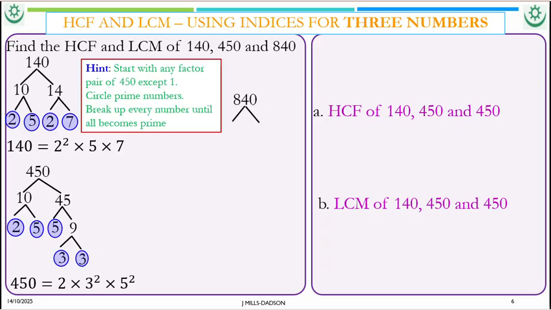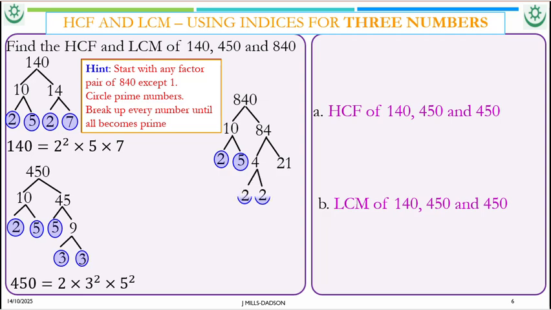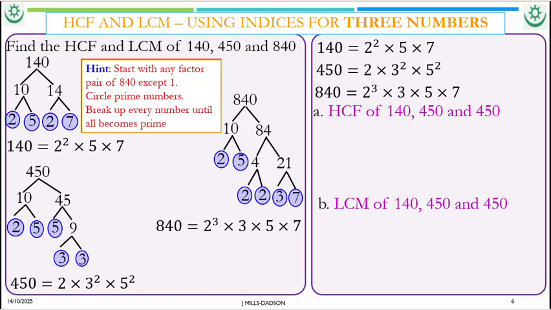Then 840, we start with 10 and 84. 10 is 2 times 5. 84 is 4 times 21, or any other pair can be done, but you need to make sure each one becomes a prime. 4 is 2 times 2. 21 is 3 times 7. So our final expression will now become 2 cubed times 3 times 5 times 7. So these are what we have.